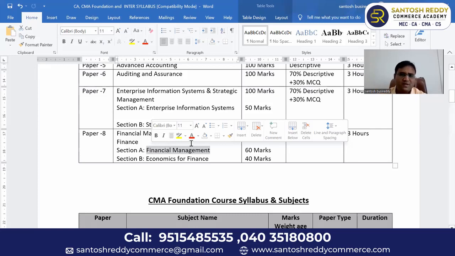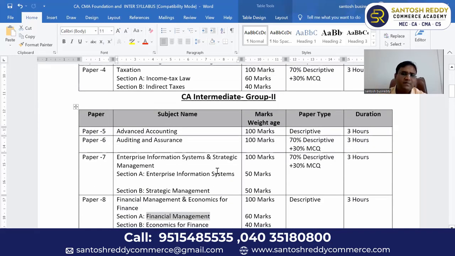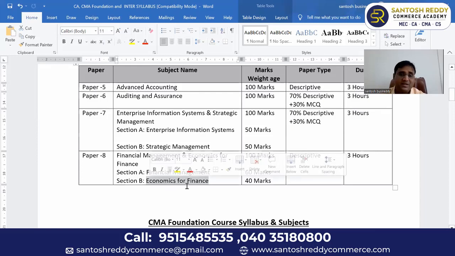For BCom students, that's why I'm telling you, you can easily complete group 1 and group 2 within 1 year gap of time, and you are eligible for a 6 lakhs package. Economics for finance also you studied, I think, in the BCom, like international markets, trade finance. It is also a somewhat theoretical subject, but very important. International dollars, exchange rates, whatever may be.